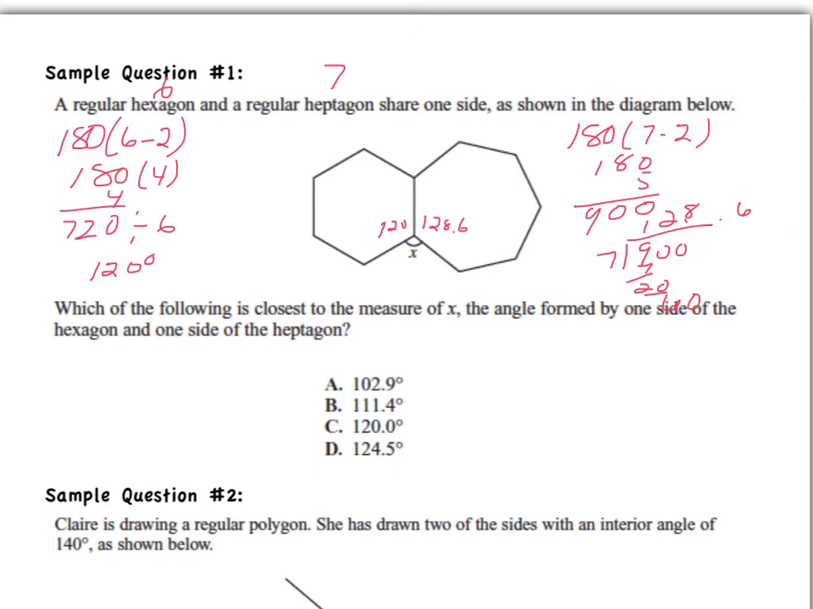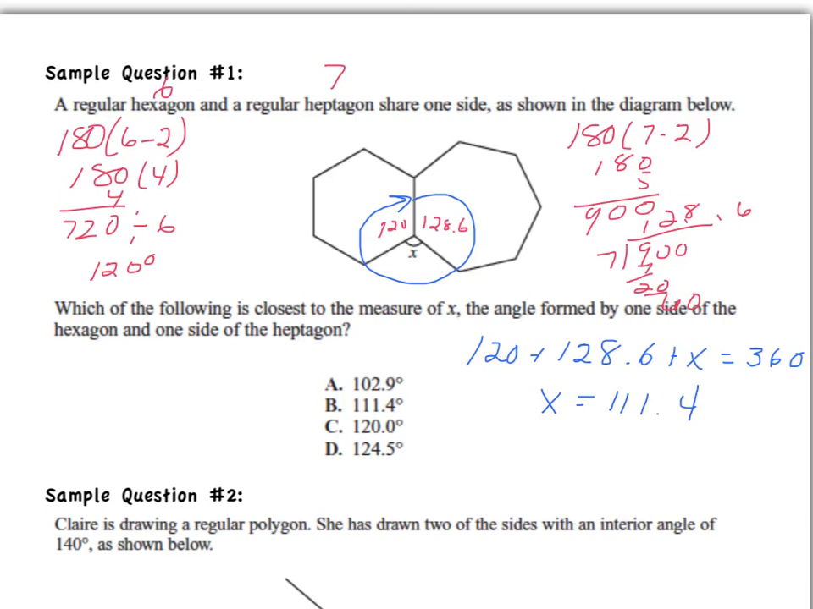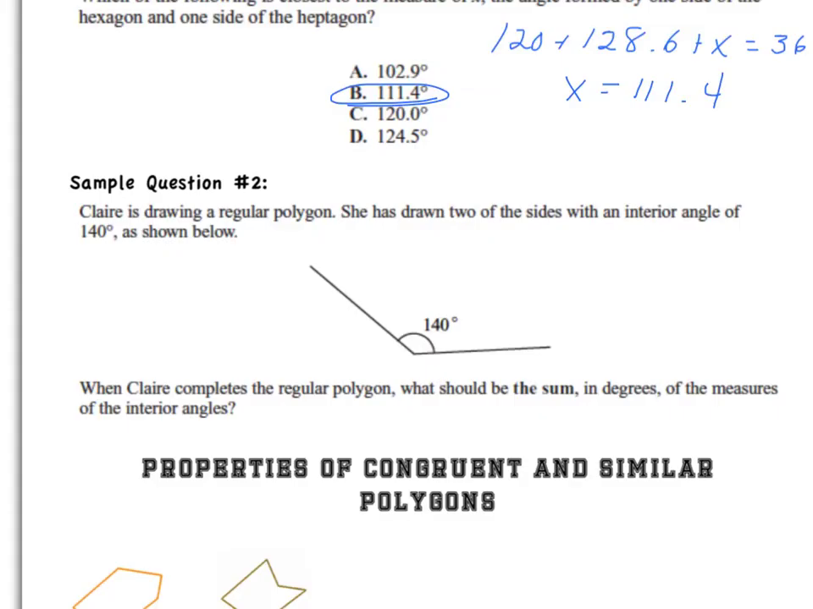And now I can think about this. The whole thing all the way around is going to add up to 360. So 120 plus 128.6 plus x, that exterior one, equals 360. And when I solve, I add those up and subtract them from 360, I get x equals 111.4, so my answer choice is B.